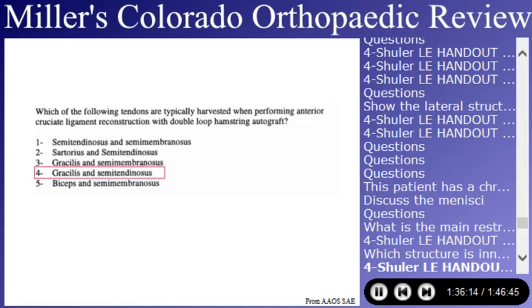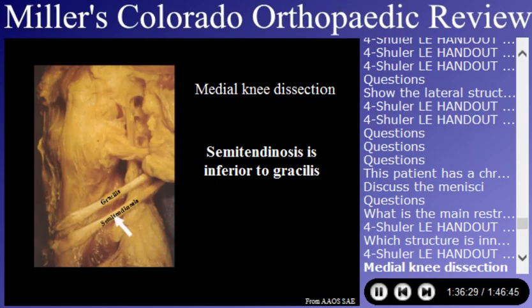Which of the following tendons are typically harvested, you hope, when performing anterior cruciate ligament surgery with double loop hamstring autograft? Which ones? Gracilis, say grace before T: gracilis, semitendinosus, and here's a picture of what that looks like. Do not forget gracilis is above semi-T. Semi-T is inferior to the gracilis on the medial knee dissection.